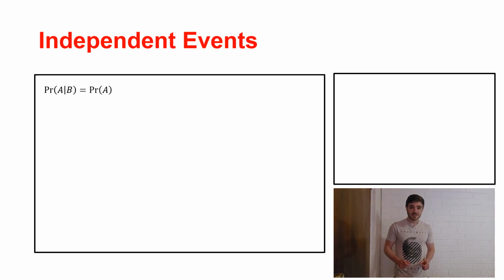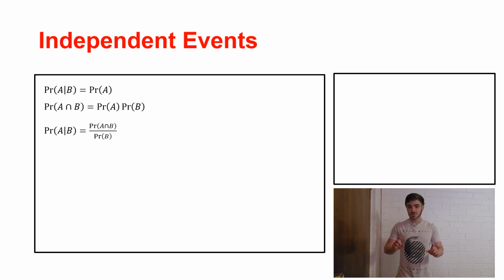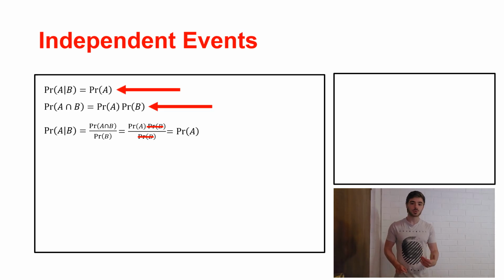Another way to represent this is to say that the intersection between A and B is the same thing as the product of the two individual probabilities of A and B. This is because if you expand out that conditional probability formula, you'll find that you have the intersection divided by the conditional. Now, if you replace the intersection with the product of A and B, you'll find that the probability of B cancels down, leaving you just with the probability of A. So, in summary, those are the two main ways you can prove that events are independent.